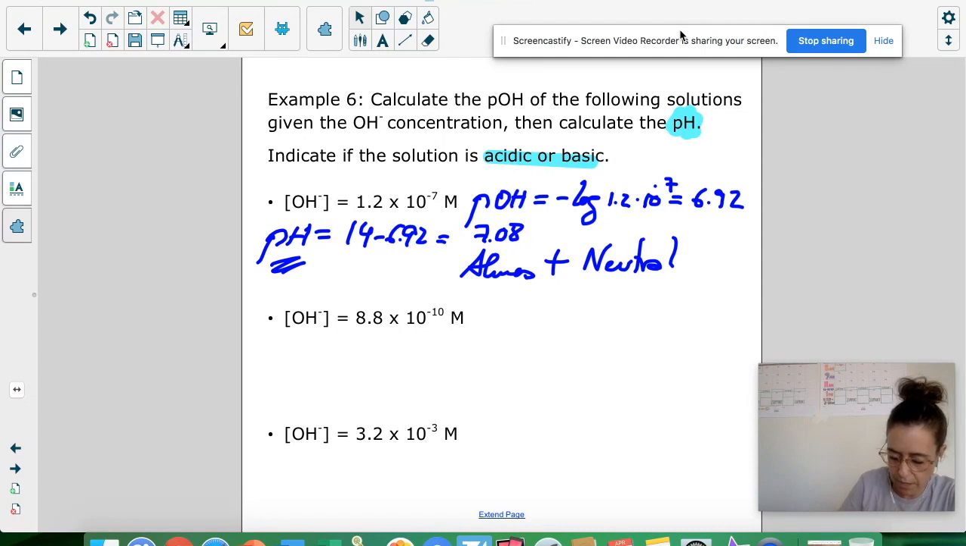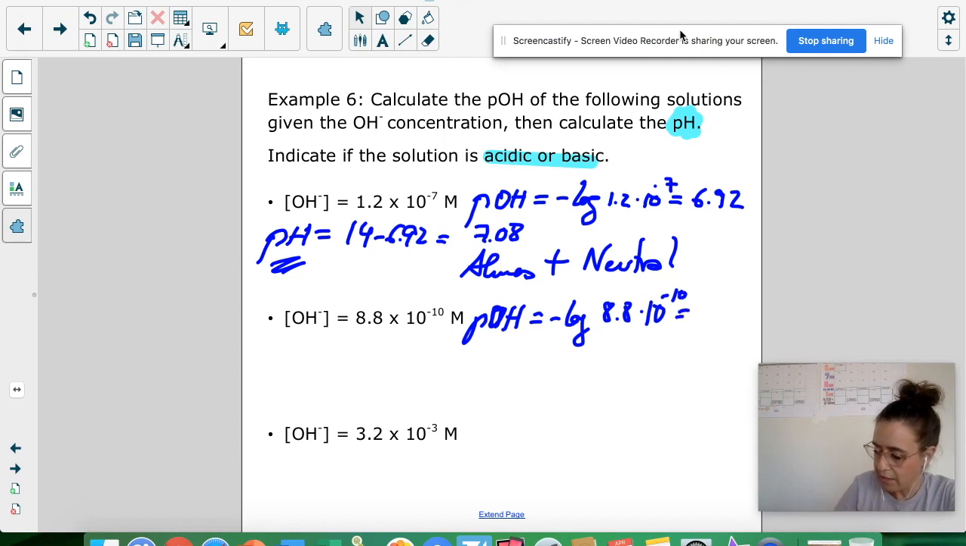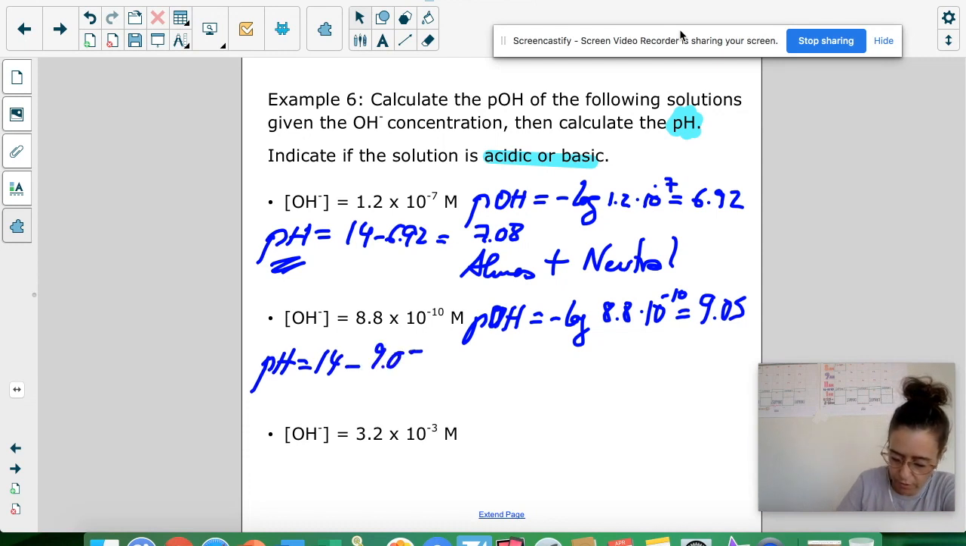So for the next one, the pOH is going to be the negative log of 8.8 times 10 to the negative 10th. And that gives us a total of 9.05. And the pH is going to be 14 minus that number, because the pH plus pOH equals 14. Okay? So 14 minus 9.05 equals 4.94. And this one is going to be an acidic solution because it has a pH that is lower than 7.